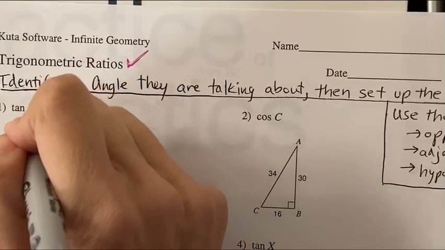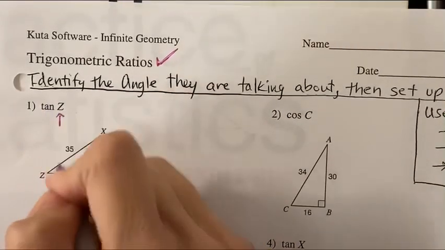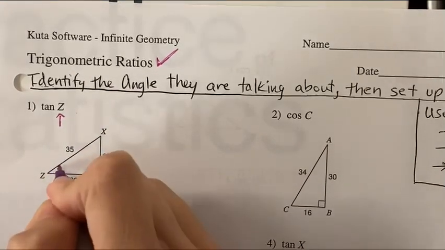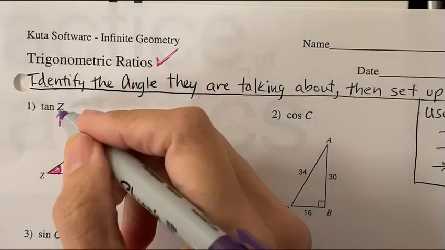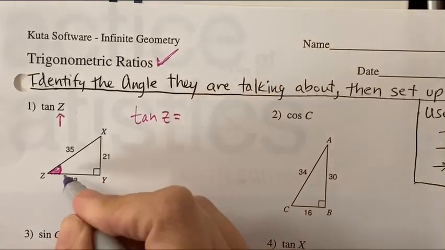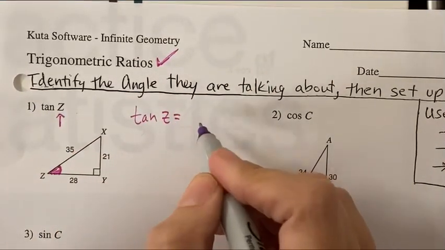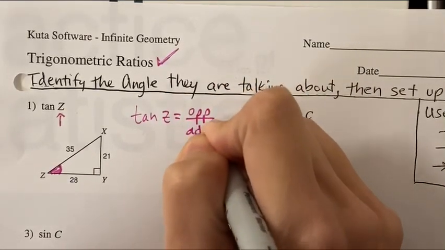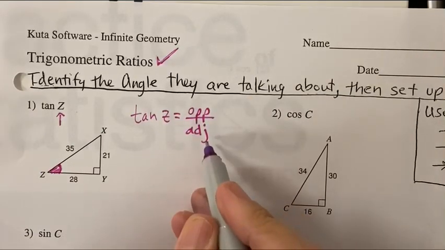It says the tangent of z. The tangent of z, that's a function. So the angle they're talking about is z. So in relation to this being my reference angle, the tangent of z is equal to, and the tangent function is equal to, opposite over adjacent. Okay, so this is something we'll be learning soon, but it's equal to opposite over adjacent.